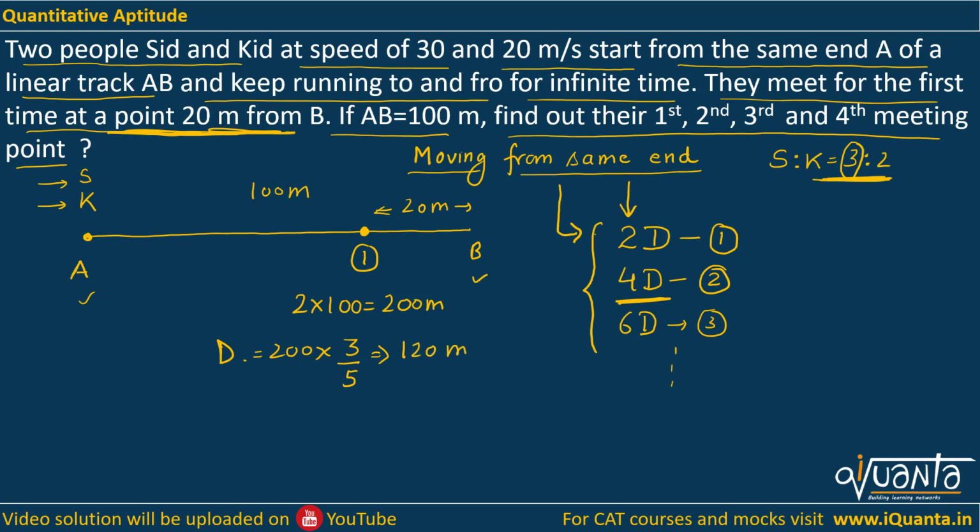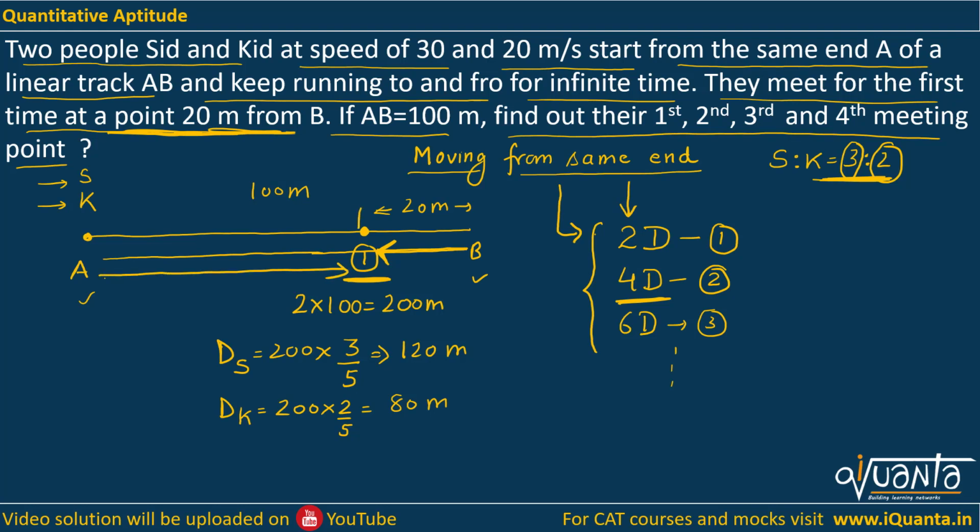Let me make it S over here, distance by Sid. Similarly, if I find out the total distance traveled by Kid, it would be how much? Ratio of Kid is 2 over here, so 2 by 5. 200 into 2 by 5, which gives us 80 meter. So what does that mean? Sid came from here, he has traveled 120 meter. That means he would have gone to B, touched B, and then returned by 20 meter. So this is the point where Sid is after traveling 120 meter. In the same time, Kid would have only come 80 meters to this point. So this is their meeting point.